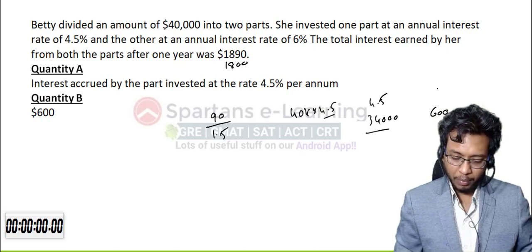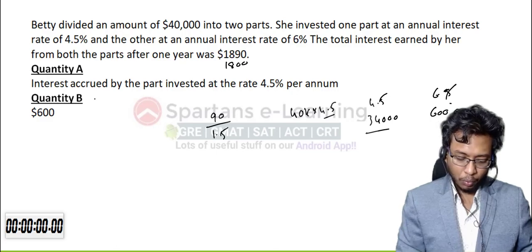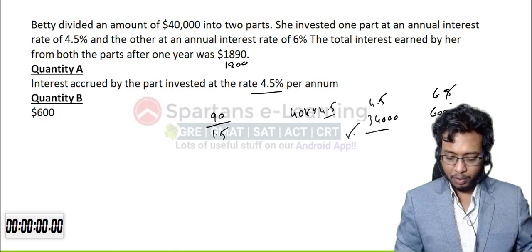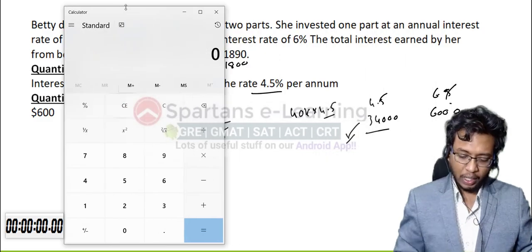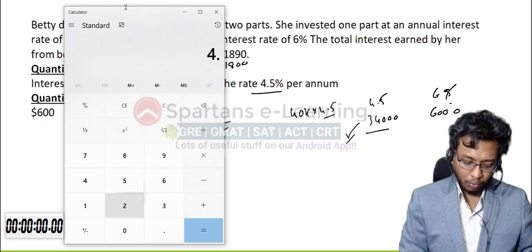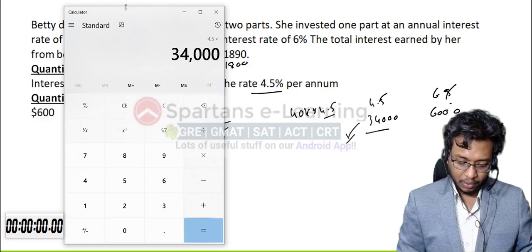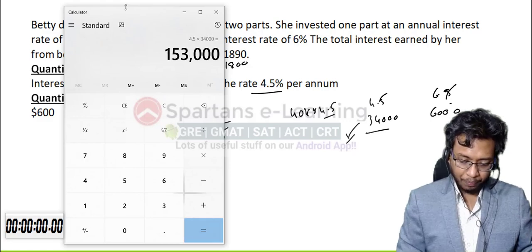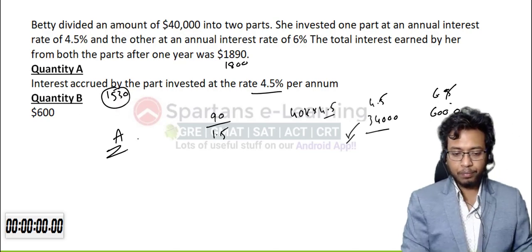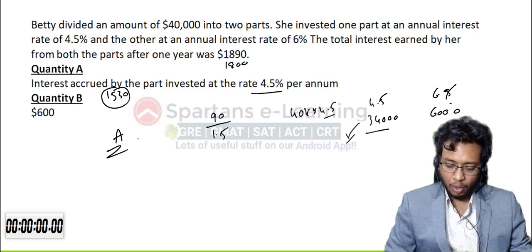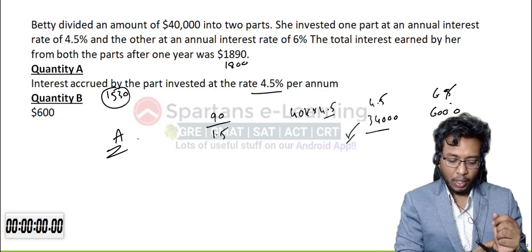This is 4.5%, this is 6%. So what did he ask? Your quantity A will be 4.5% of this much. So directly you need not use a pen also here. You can directly use a calculator and solve this question. So 4.5% of 34,000, the answer will be 1530. So this will be 1530. That's it. So the answer will be A. Got it? It's not 500. So the answer should be A.